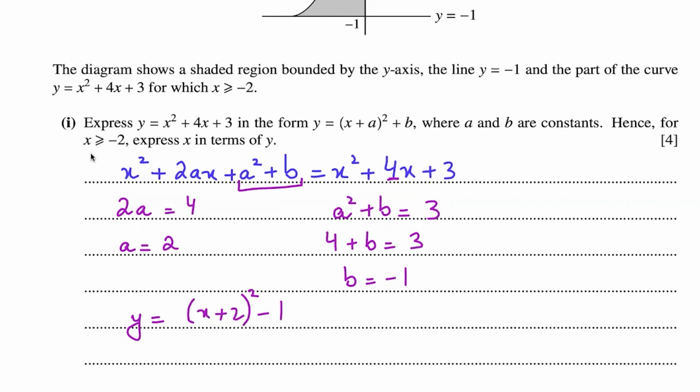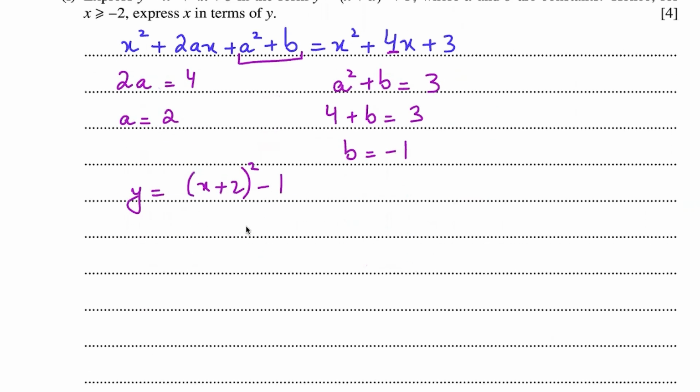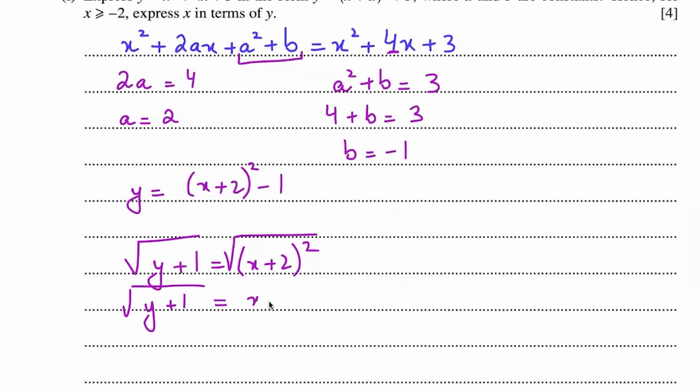Hence, for x greater than or equal to minus 2, we have to express x in terms of y. To do that, first we'll take the 1 to the other side. So this will become y plus 1 equals (x plus 2) whole squared. Taking square root on both sides, we have square root of y plus 1 equals x plus 2. So x equals square root of (y plus 1) minus 2.